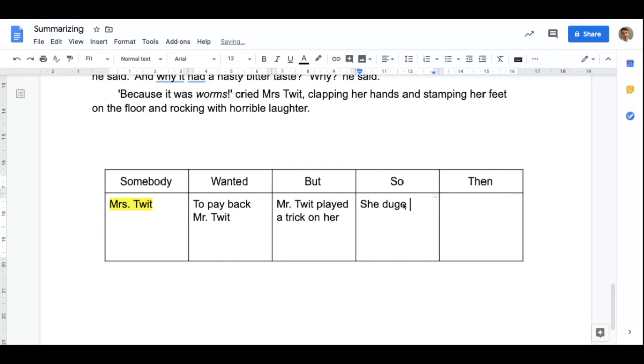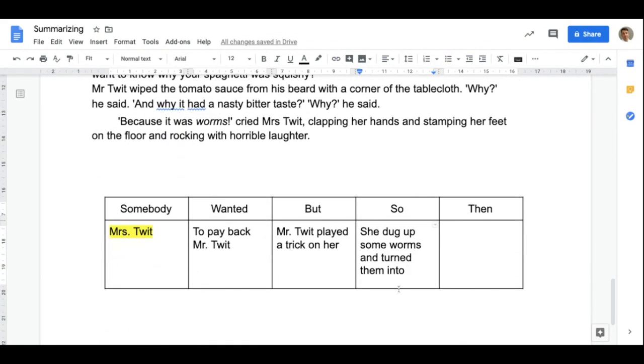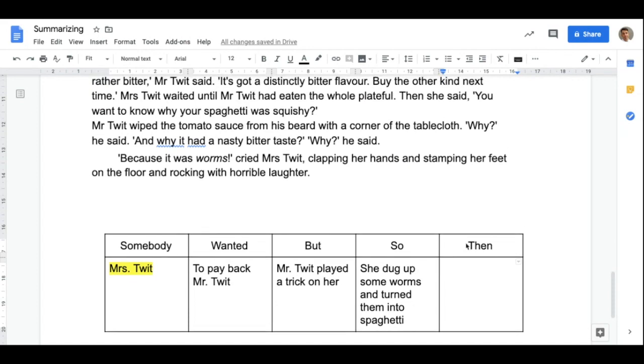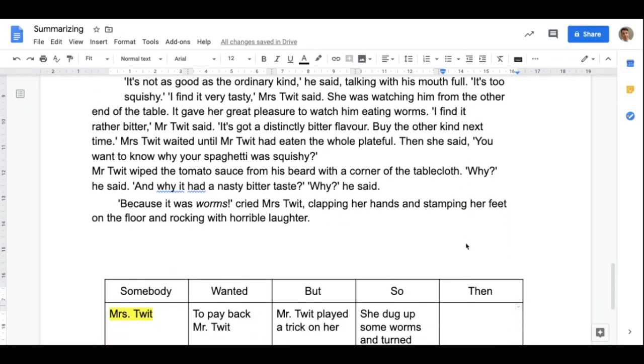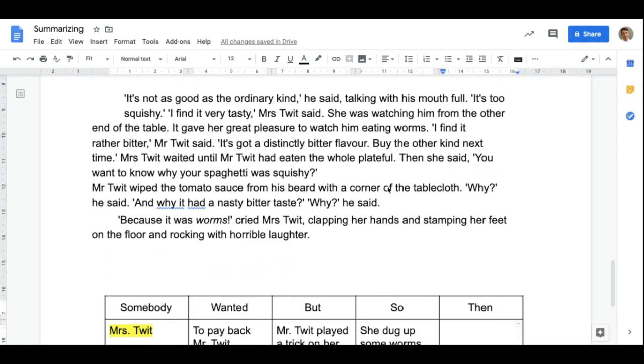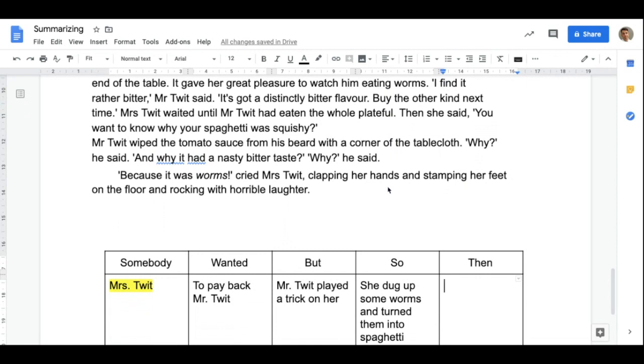So she dug up some worms and turned them into, what was it that she did? She turned them into spaghetti. Ugh, gross. Then, what happened at the end? All right, so what's the solution? So we have this great part here where Mrs. Twit very cleverly made a pasta for herself that looked similar to the pasta Mr. Twit had, but Mr. Twit ended up eating what?